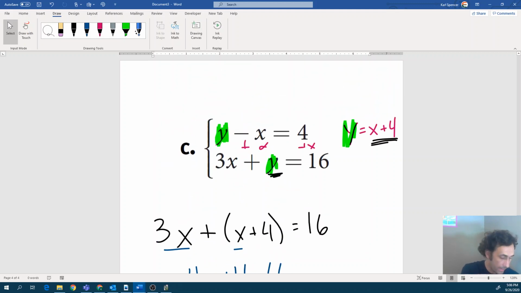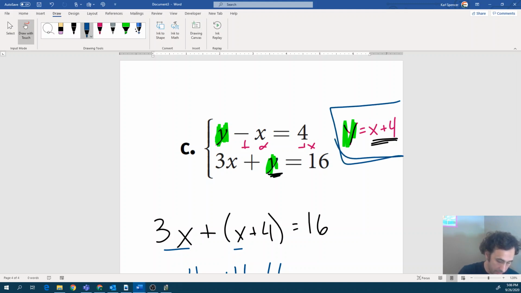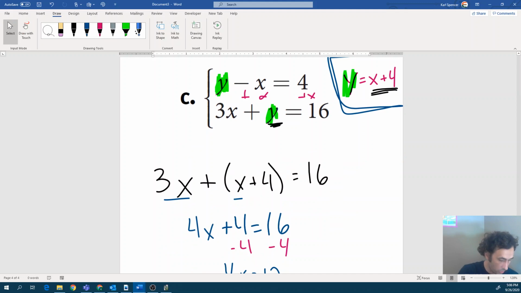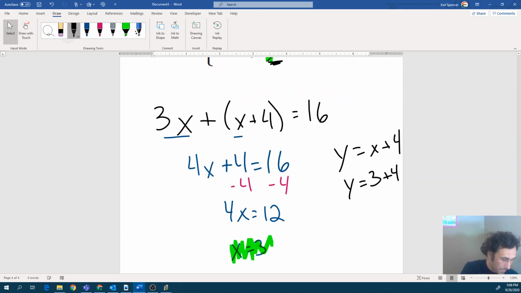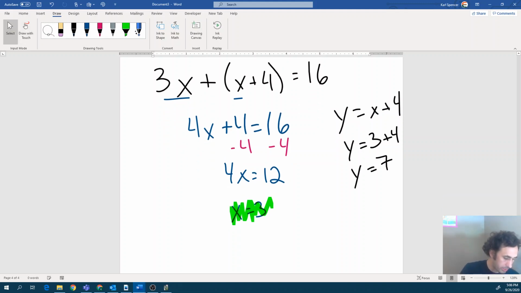Again, doesn't matter. Let's use the simplified version because, well, we can and it's already solved out there. Y equals x plus 4. We said x was equal to 3. Y equals 3 plus 4. That means y equals 7. That means our final solution for this problem is going to be the point 3, 7.